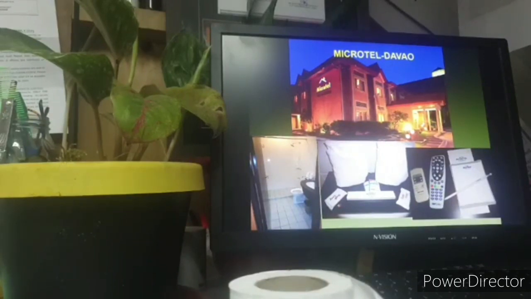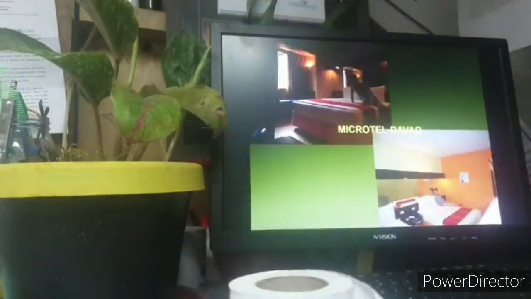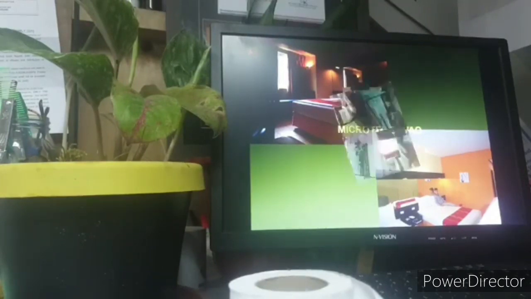So it's a franchise hotel because we have Microtel here in Baguio City. But I love their amenities because all rooms at the Microtel Davao are air conditioned. Next in line, that's a double bedroom at Microtel Davao.